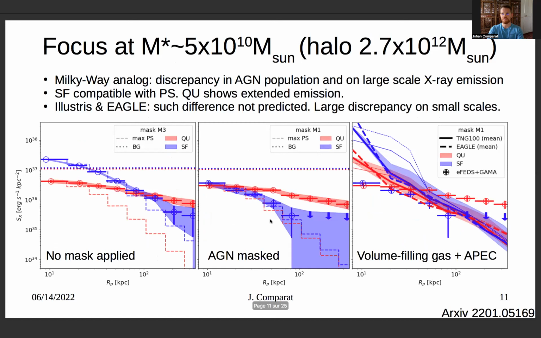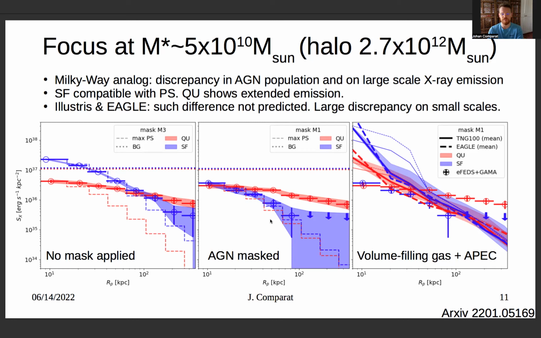So let's dive into a comparison of one set of objects of about 5 × 10^10 solar masses and hosted by halos of 2 × 10^12, where the peak of the star formation rate occurs, where star formation is the most efficient. So these are, let's say, the galaxies that create all these stars in the universe. We see that on the left, when we don't apply a mask, the star-forming profiles are in the center dominated by a point source profile, as we've seen, AGN dominated.